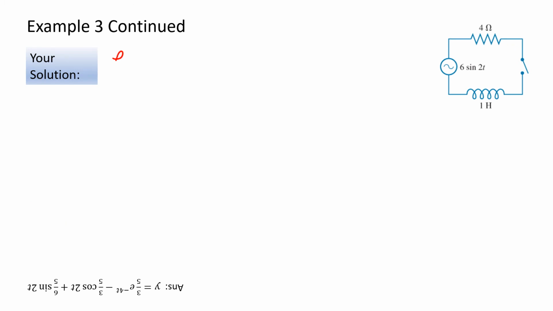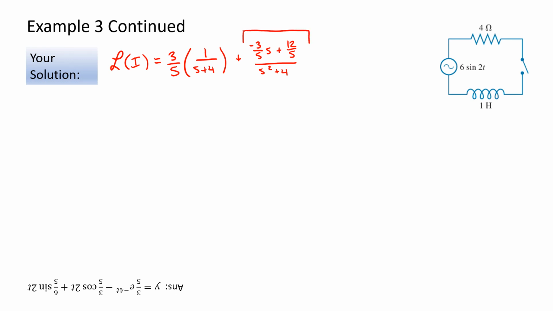So remember, we have the Laplace transform of the function I, and that's equal to 3 over 5 times 1 divided by s plus 4, plus negative 3 over 5 times s plus 12 over 5, divided by s squared plus 4. So my next step is I'm going to break this second piece here into two functions, okay?